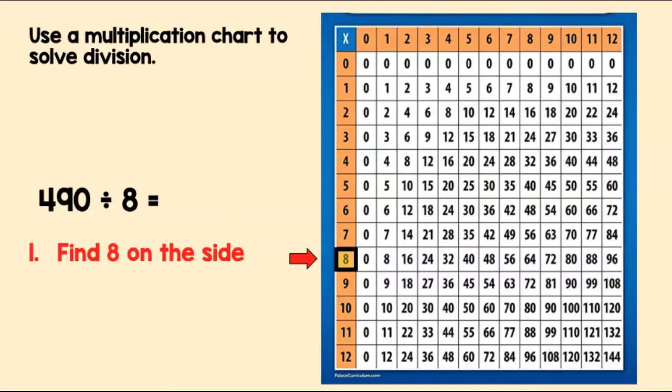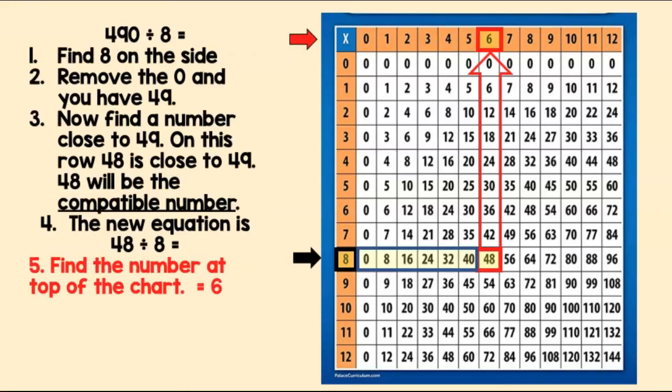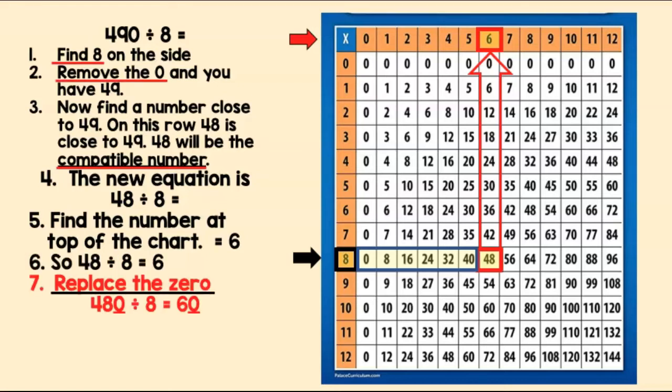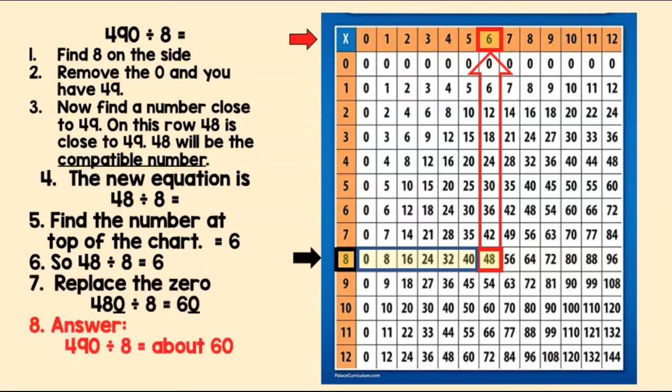So let's use a multiplication chart to solve this division problem. 490 divided by 8. First, find the 8 on the side. Now you're going to the middle. You get to 48, look up at the top, and the number is 6. So 48 divided by 8 is 6. Replace that 0 that was in the original problem, and you have 480 divided by 8 is 60. So your answer is 490 divided by 8 is about 60.